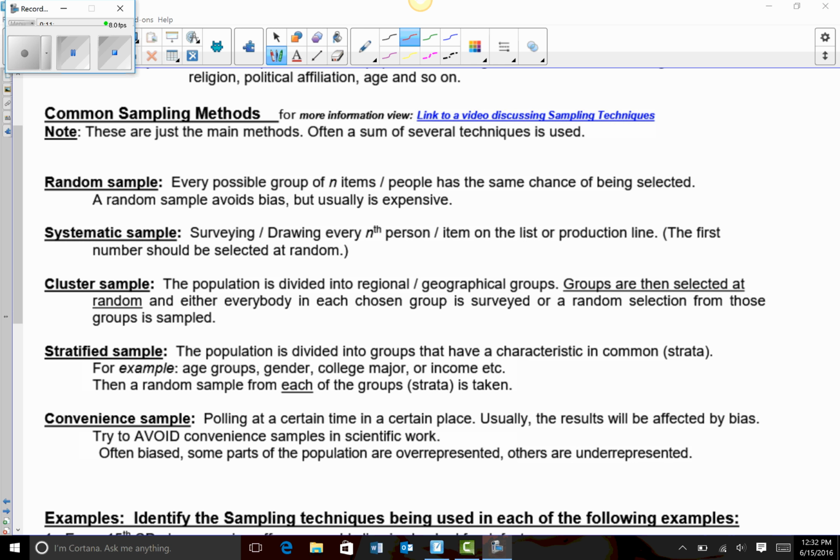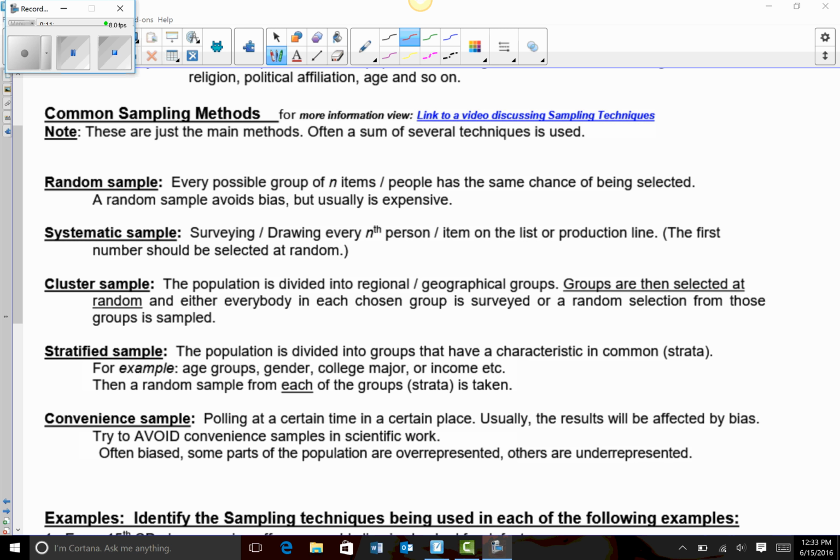So a systematic sample is surveying where you draw every nth person or nth item off a production line. An example that I would give you here would be to say, let's say we're interested in figuring out how students feel about the food in the cafeteria. And we decide, okay, we're going to stand at various points along campus and we're going to survey every 10th person that comes by. When the 10th person comes by, you say, excuse me, can I ask you some questions? And then you let 9 more people go by, and then there's the next 10th person.